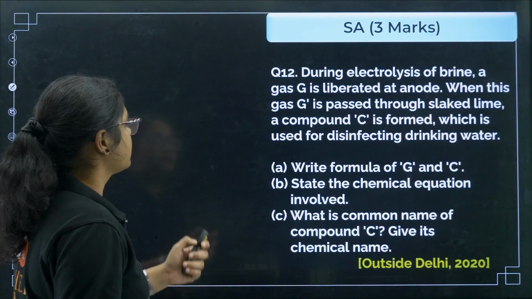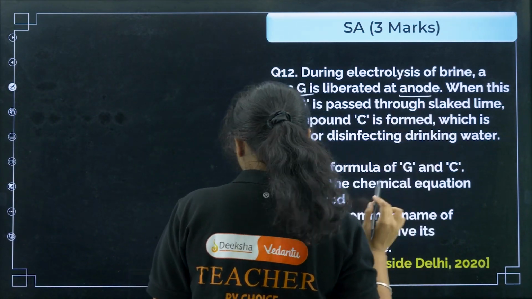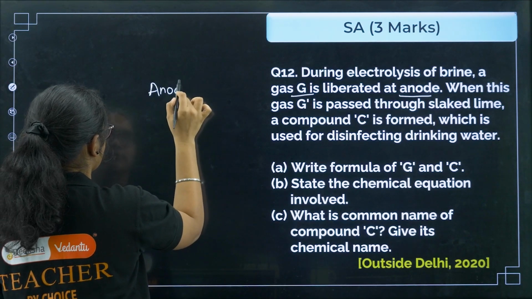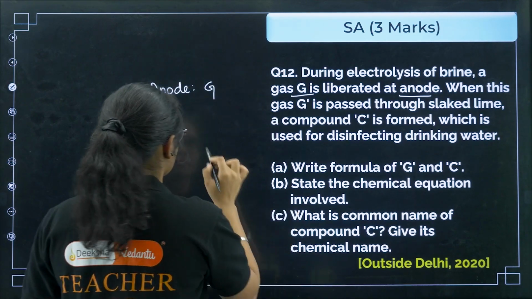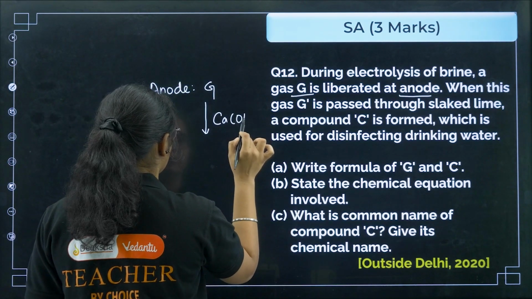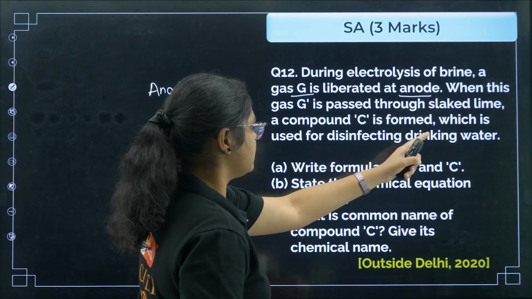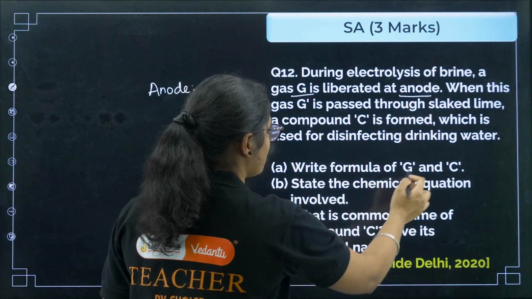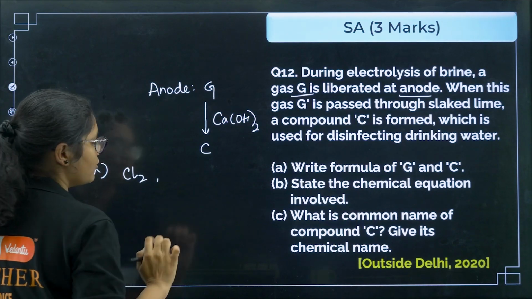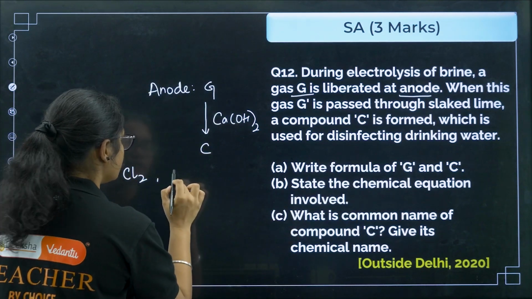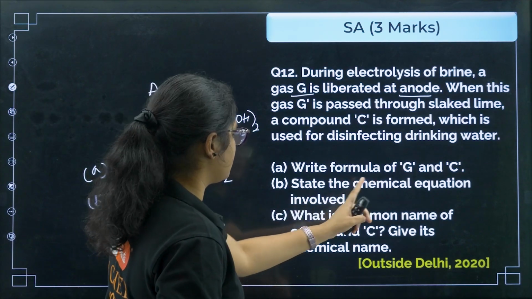Okay, fine. Question number 12 here. During the electrolysis of brine, a gas G is liberated at anode. So at anode, you have gas G. When this gas G is passed through slaked lime, that is calcium hydroxide, a compound C is formed, which is used for disinfecting drinking water. What is the formula of G and C? So you must be knowing now, G must be chlorine, and C is your bleaching powder, that is CaOCl2.